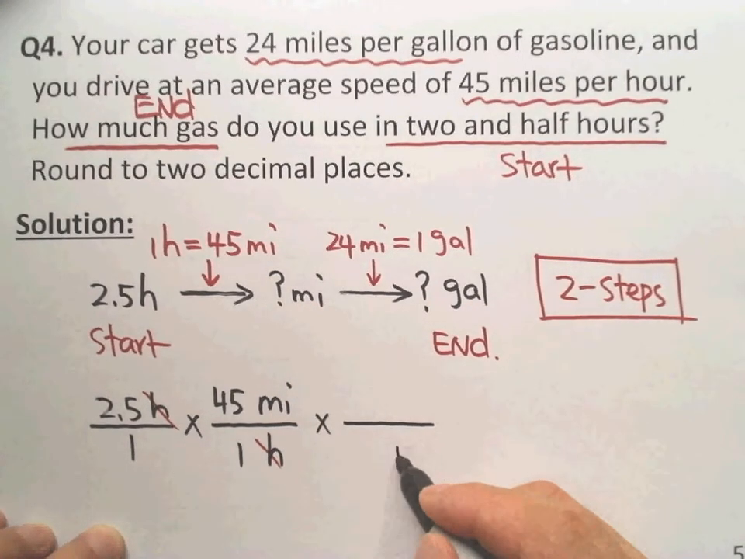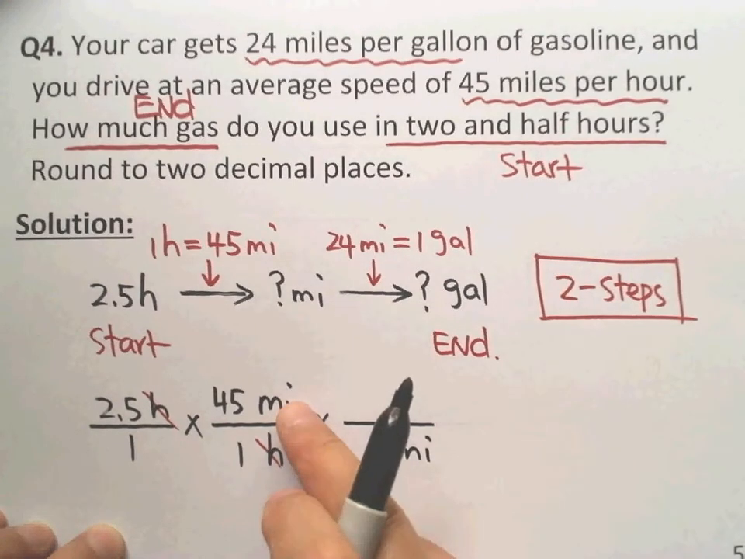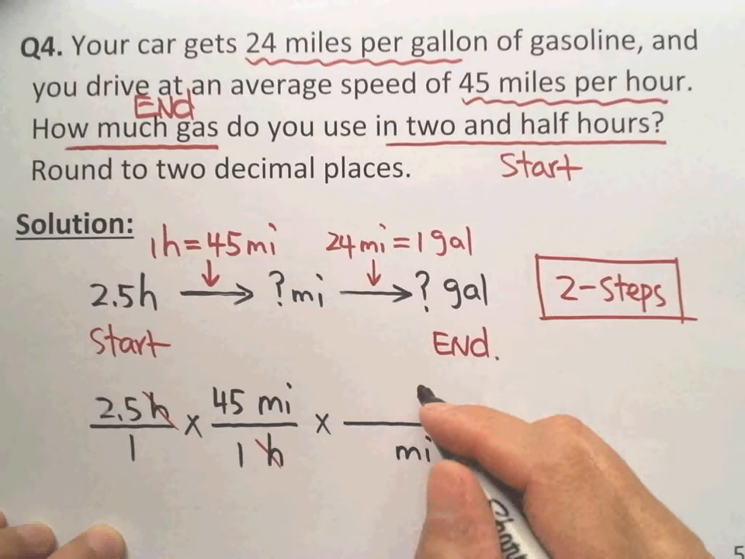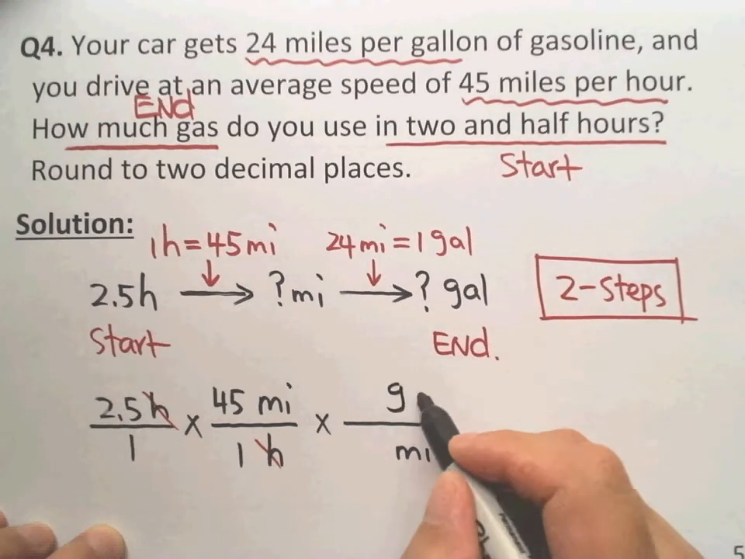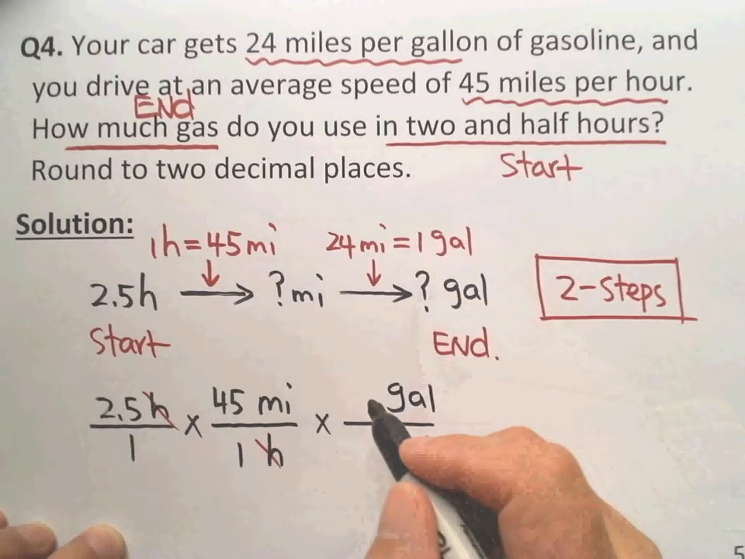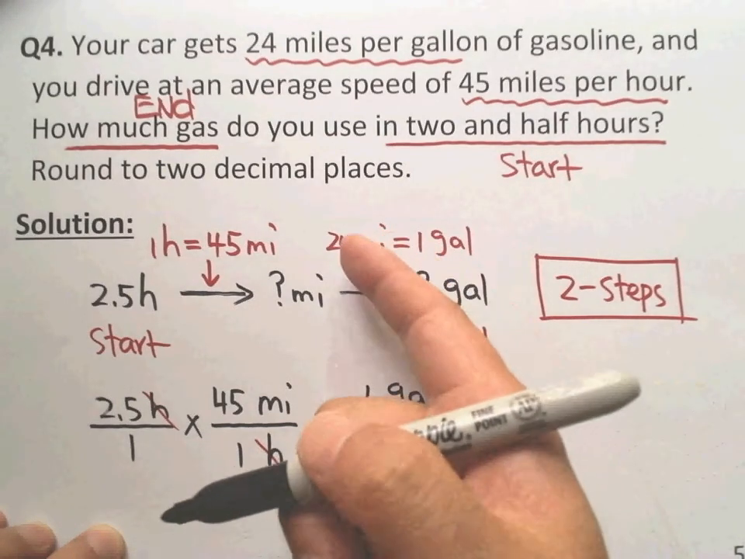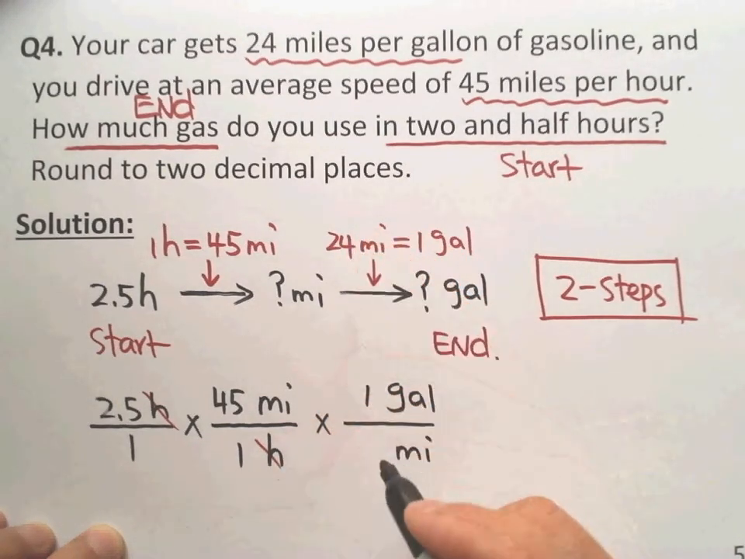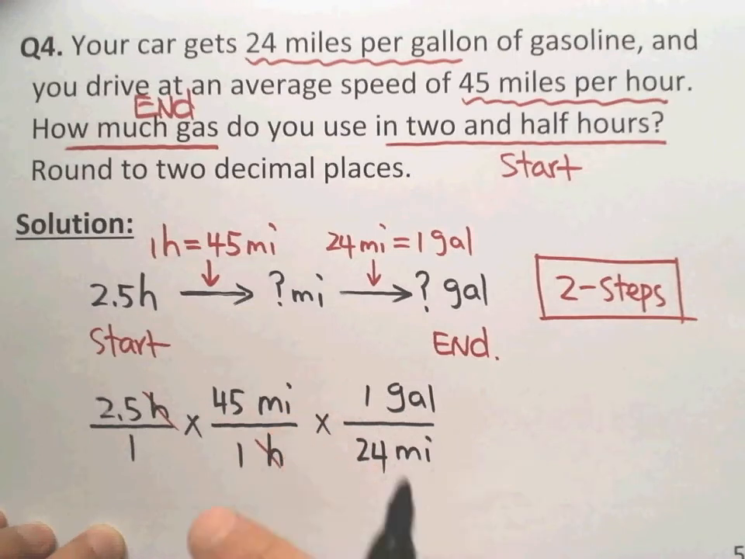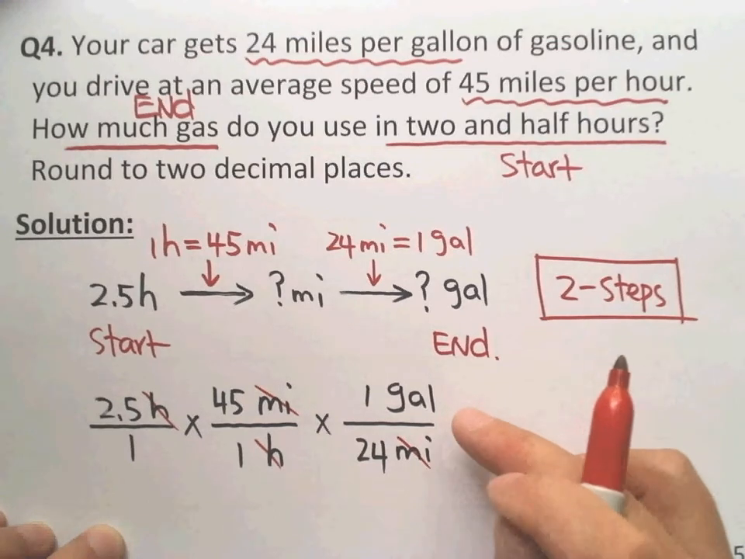We do the second step. How do you go from miles to gallon? It's times another fraction. And miles we put at the bottom because this is on the top, so this should be put at the bottom. And then gallon is what we need, so put it on the top. What's the relationship? 1 gallon equals or is equivalent to 24 miles, so put 24 miles. So these fractions are equivalent to 1.